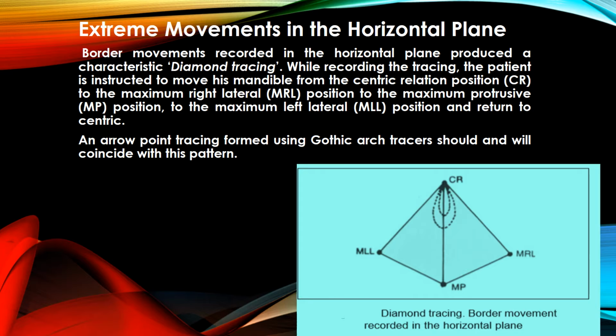While recording the tracing, the patient is instructed to move his mandible from the centric relation position CR to the maximum right lateral position MRL, to the maximum protrusive position MP, then to the maximum left lateral position MLL, and return to the centric. An arrow point tracing formed using Gothic arch tracers should and will coincide with this pattern.